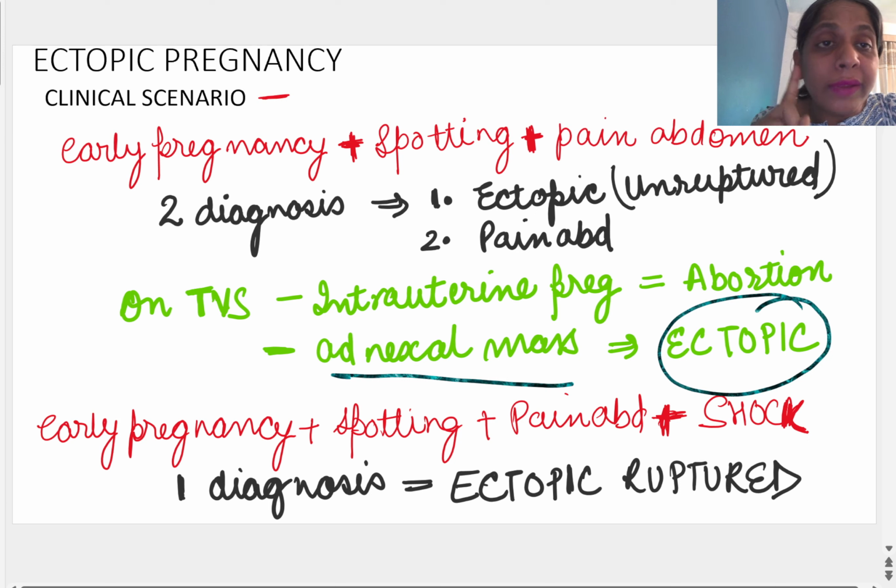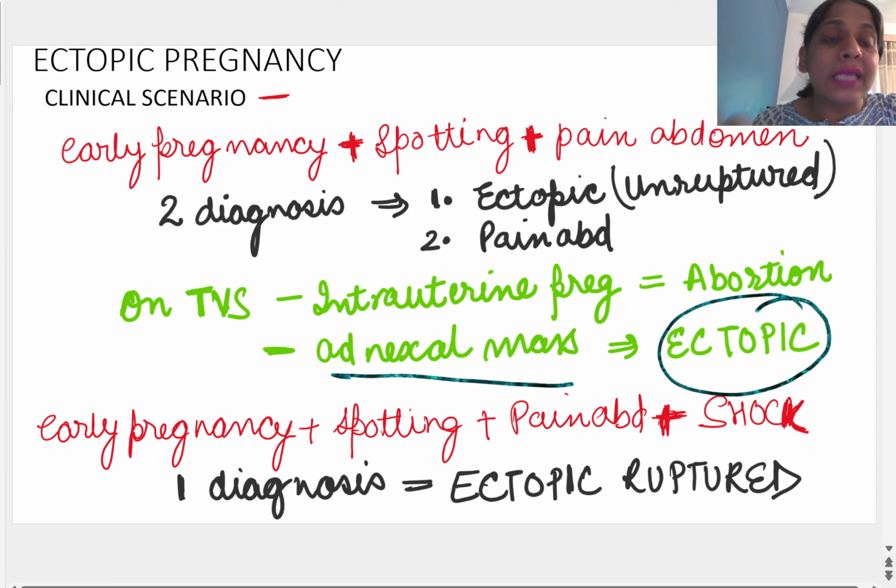So there is only one condition in medical science: if a patient of early pregnancy comes with spotting, abdominal pain and shock, then you will not think of abortion. Abortion never presents with shock. If an early pregnancy patient comes to you with shock, it means it is an ectopic, a life-threatening condition, and you have to get the patient a laparotomy done and stop that bleeding.